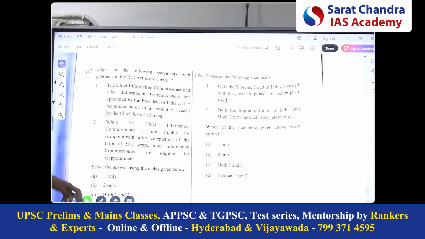Next, Right to Information Act, RTI Act. The Chief Information Commissioner and other information commissioners are appointed by the President of India on the recommendation of a committee headed by the Chief Justice of India.